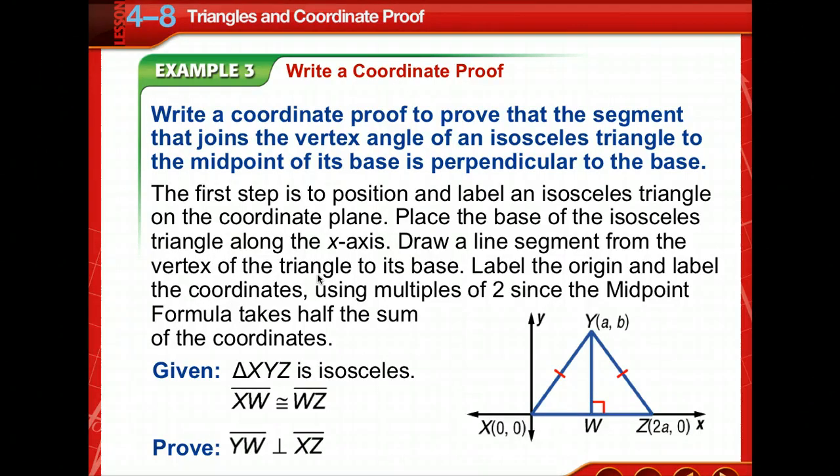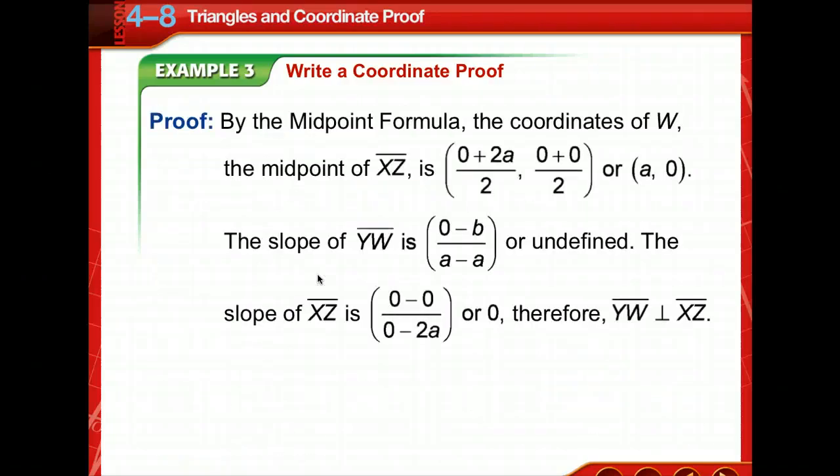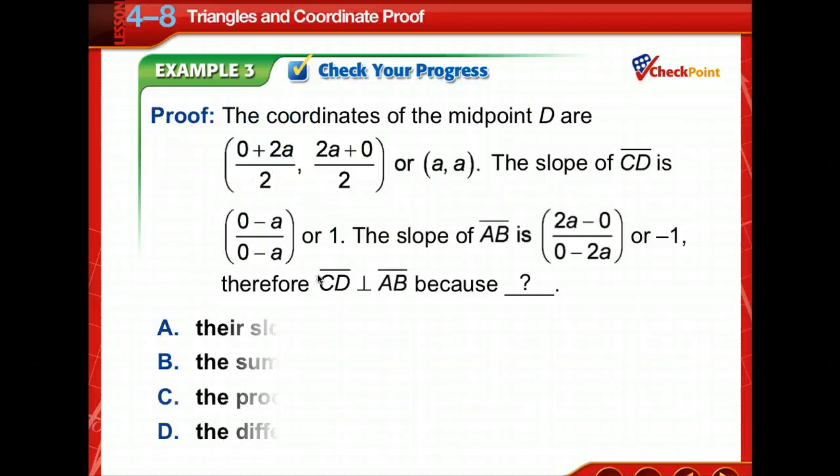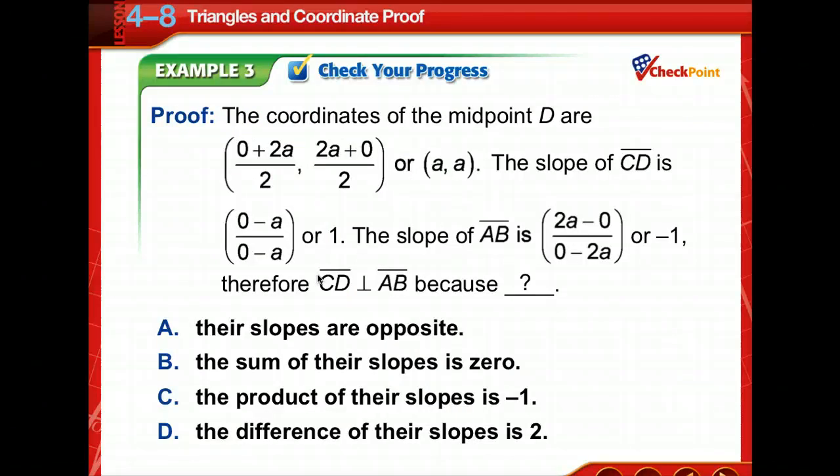We've got to prove that YW is perpendicular to XZ. And time for you to check your progress. You might want to draw this picture before you go on. And the answer is the product of their slopes is -1. Okay, very good.